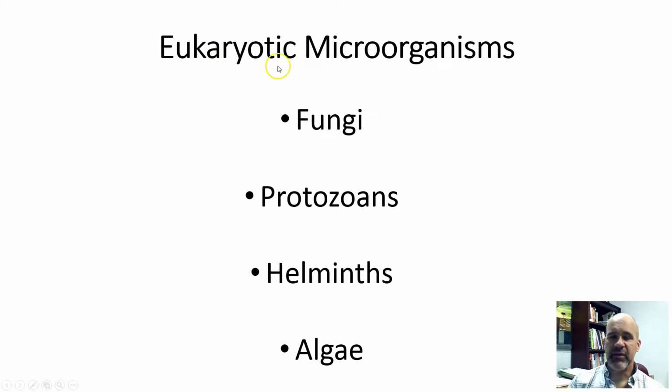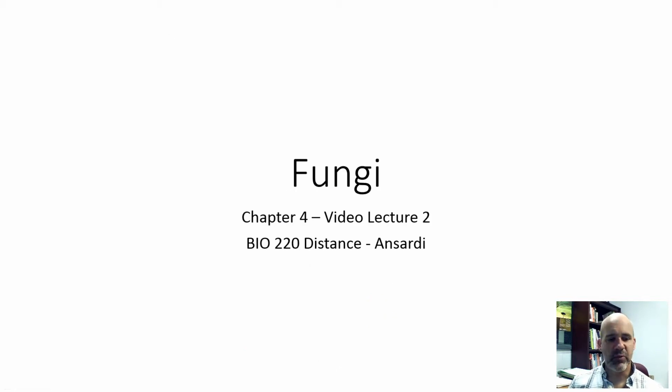Okay, just as a review, what microorganisms fall into the eukaryote category? So we've got 4 major groups that we want to discuss. Those include the fungi, protozoans, helminths, and algae. And you're getting some of this on your Learn Smart labs as well as you work through that.